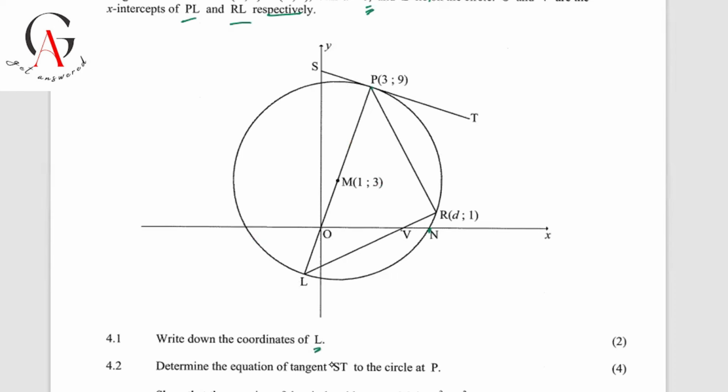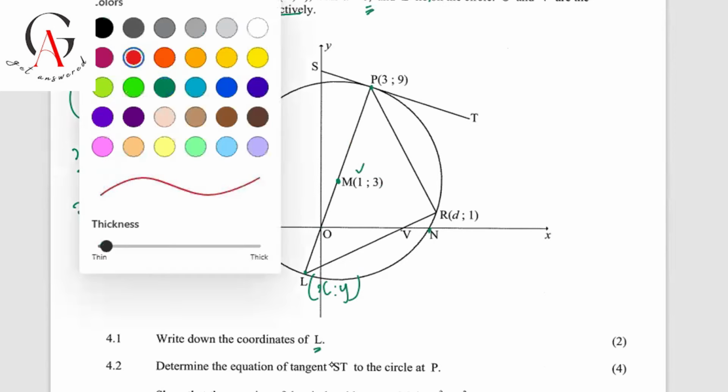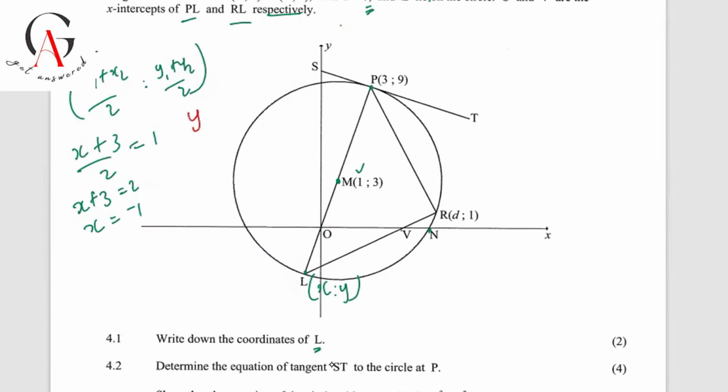The quickest approach to use in this case was the midpoint method, because we know that this M is the center, which is the midpoint of this and this. So we know that if we have x1 plus x2 divided by 2, and then we have y1 plus y2 divided by 2, this is the midpoint formula. So if L is x and y, then x plus 3 divided by 2, I should get my x value, which is a 1. Cross multiply, x plus 3 should be a 2, which means x is a -1. I'll do the same with the y and say that if I have y plus 9 divided by 2, I must get a 3.